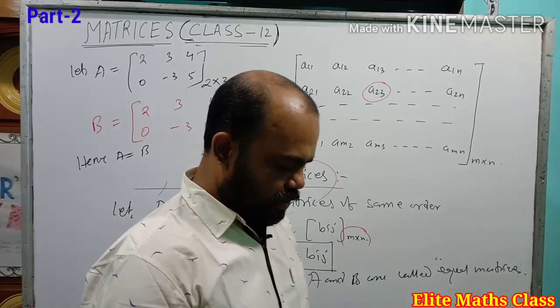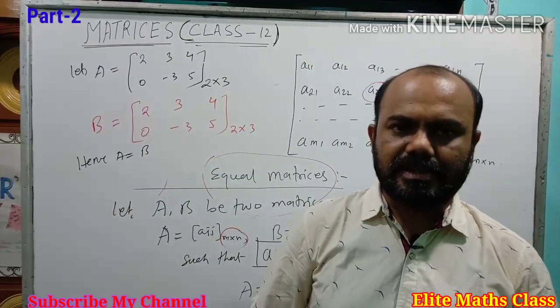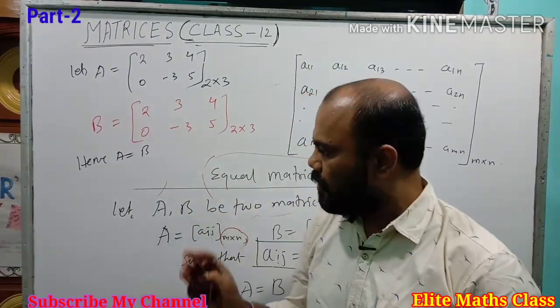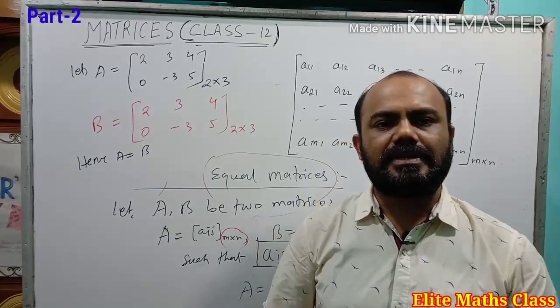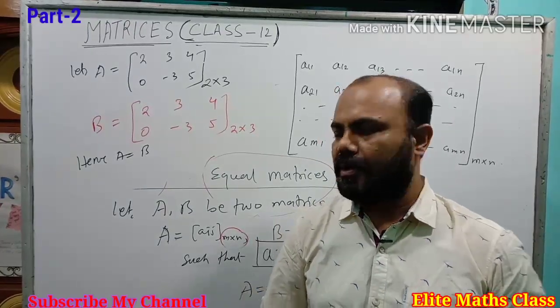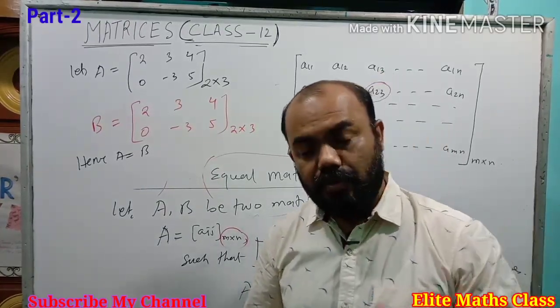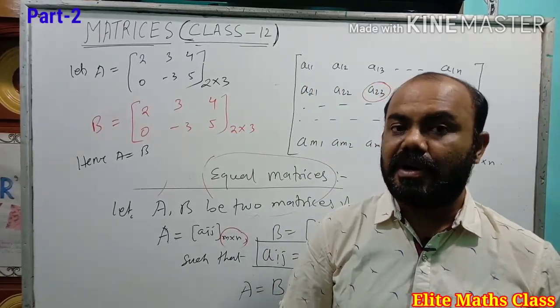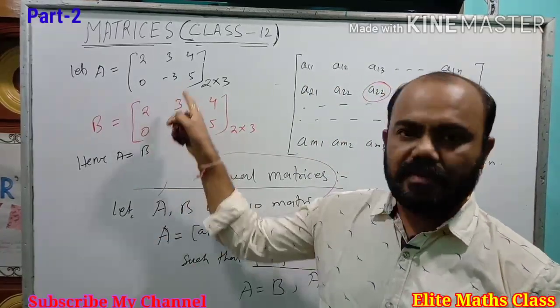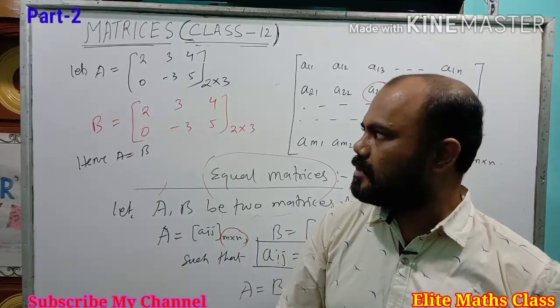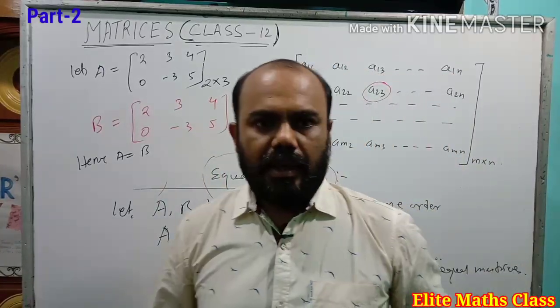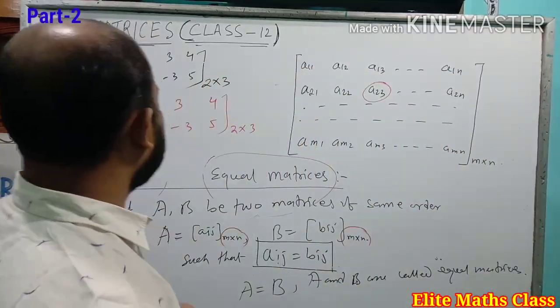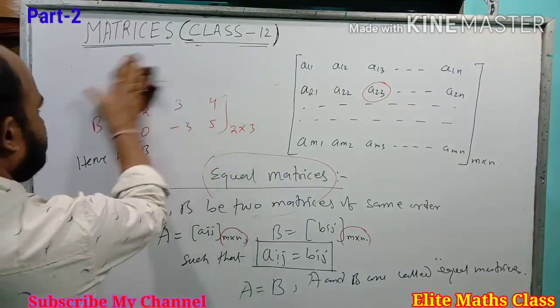So these are two things, comparable matrices and equal matrices. To be comparable matrices, two matrices must be of same order. And what is equal matrices? Two matrices must be of same order and their corresponding elements must be equal, then the two matrices are said to be equal. In the next part, let us see some operations on matrices.